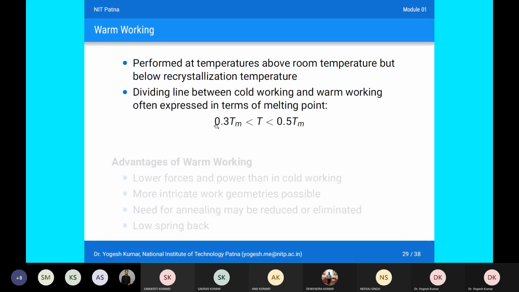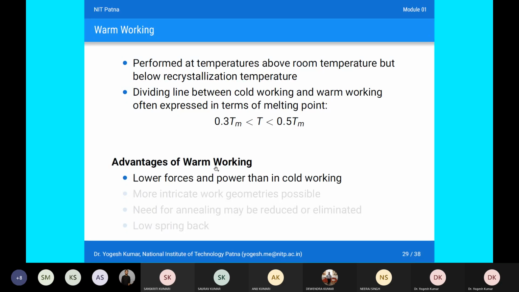That is, if the temperature of your metal block is greater than 0.3 times your melting temperature, then it is not cold working. And if your working temperature is half of your melting temperature, then this temperature range may be termed your warm working region, or warm working process.